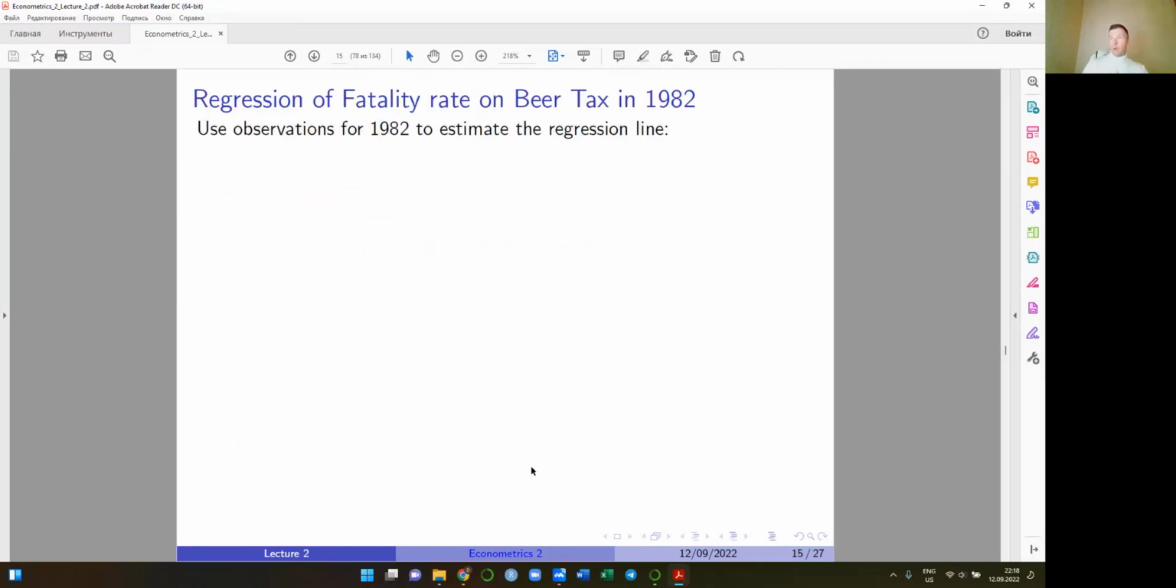We don't know how to work with the time dimension yet. Therefore, let's try a simple exercise. Let's take a particular year. Let's take a cross-section of 48 states, and let's try to estimate the regression line parameters for the model where fatality rate is regressed on the beer tax in 1982.